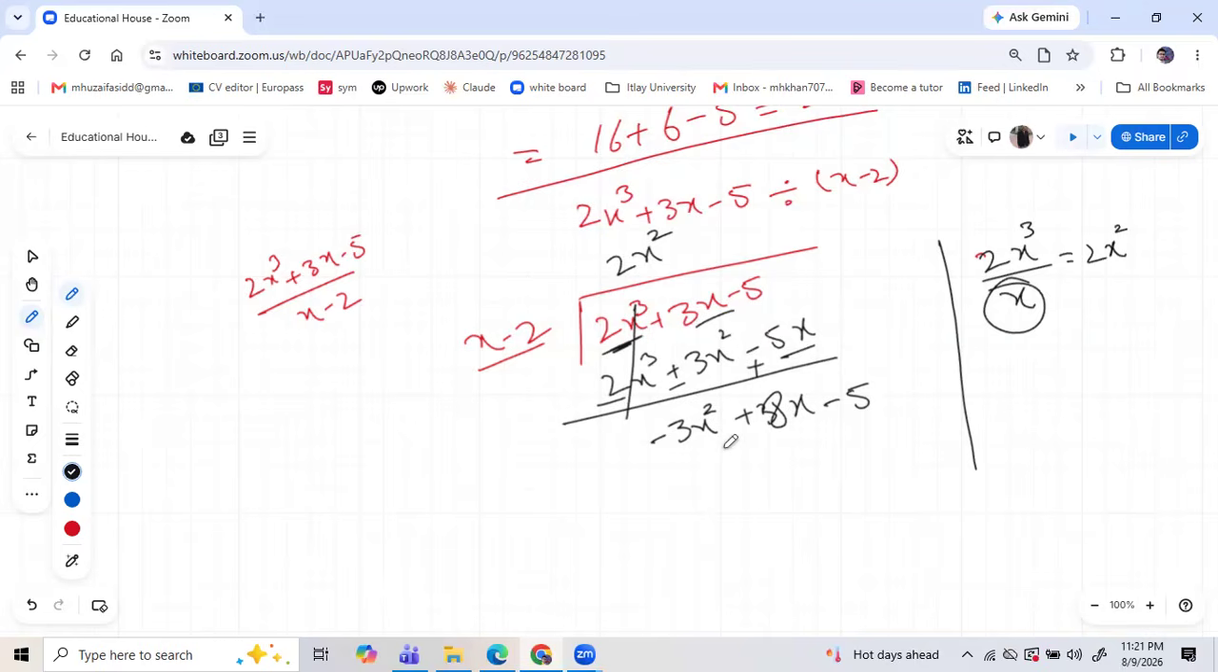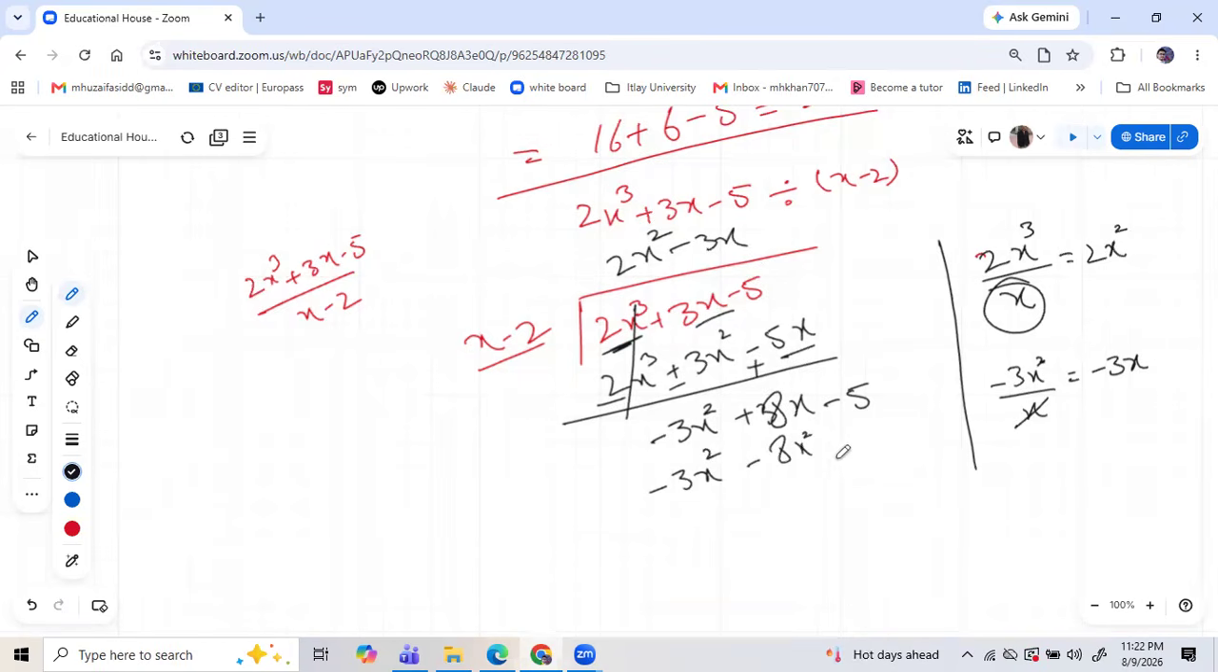Now, can you tell me about this one? How can we solve it? We divide minus 3x squared by x. So you get minus 3x. Sorry, not squared, 3x. So this is your minus 3x. When minus 3x gets cancelled, it'll be minus 8x plus 5.